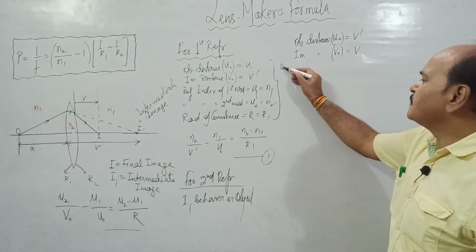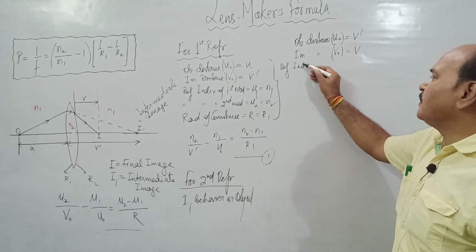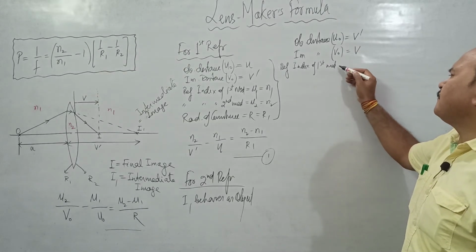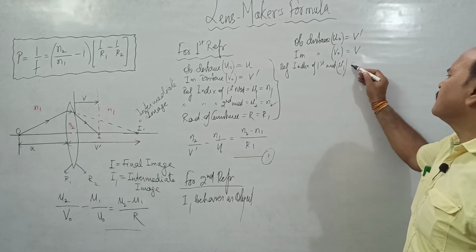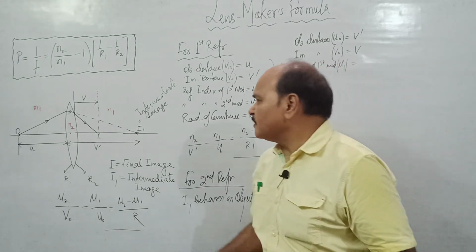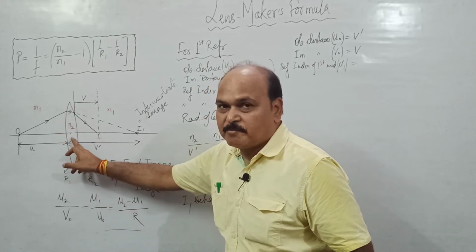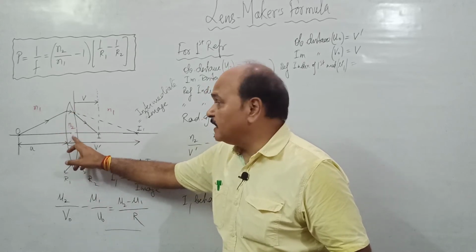Refractive index, very, very important. What is the refractive index of the first medium? Mu1. See, for the second refraction, this happens to be the first medium. This is the medium of the real incident rays.